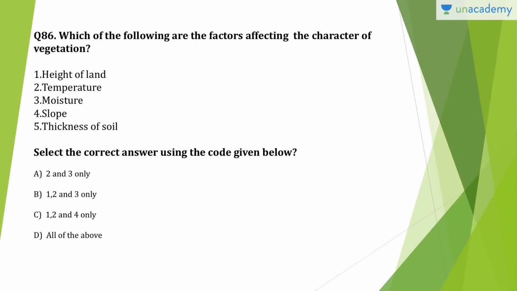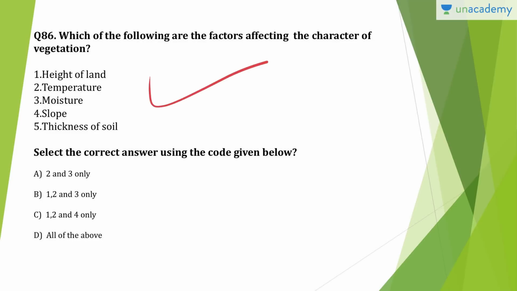Question number 86. Which of the following are the factors which affect the character of the vegetation? Height of the land for sure, goes without saying. Temperature, yes. Moisture, yes. Even slope to a certain extent, and even thickness of the soil. So all these factors affect the character of the vegetation.